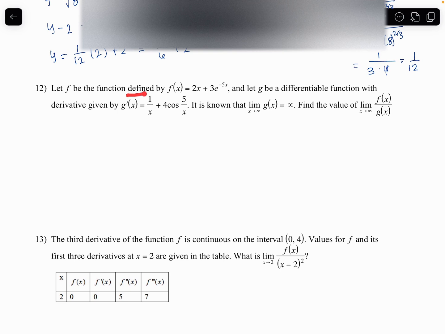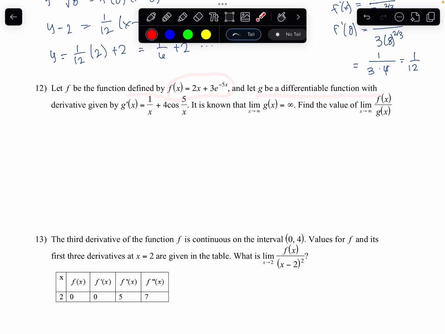Let f be the function defined as such here. Let g be a differentiable function with derivative given here. It is known that the limit as x approaches infinity of g of x is equal to infinity. Find the value of the limit here. So first I'm going to show the limit as x approaches infinity of f of x, which is equal to 2x plus 3e to the negative 5x.